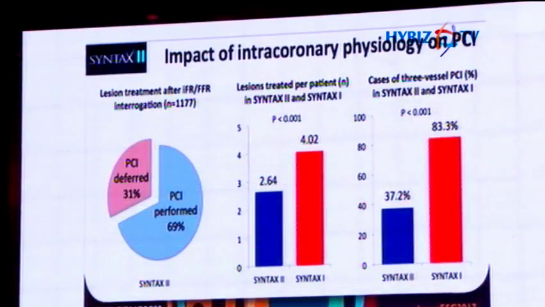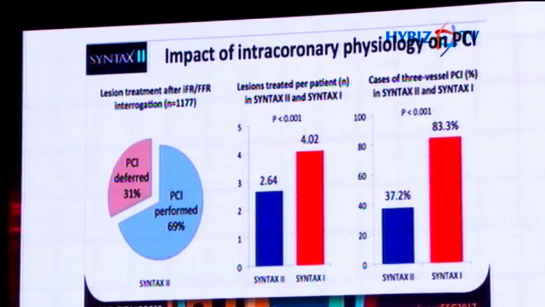SYNTAX 2 further defines the problem and guides our treatment strategy by using a full PCI optimization concept, where we identify with FFR information which patients should be treated, and then optimize the stent result by using imaging techniques. In SYNTAX 2, you had 1,100 plus patients, and you can see at the outset of the trial, 31% of patients had deferral of the PCI based on the results of the FFR.